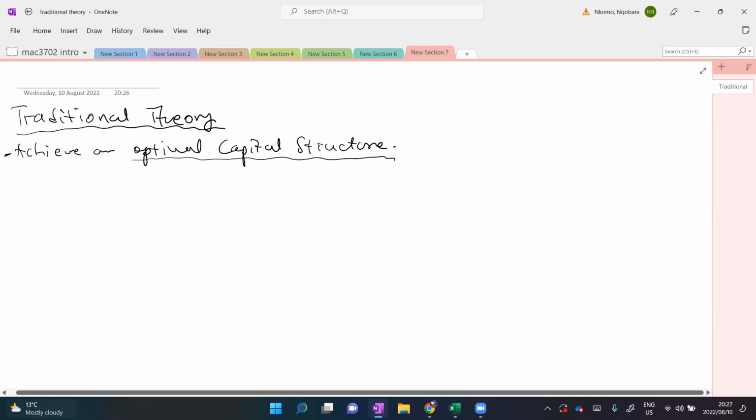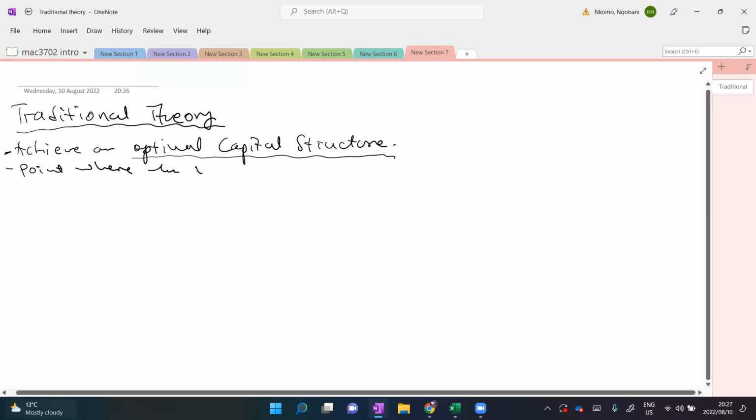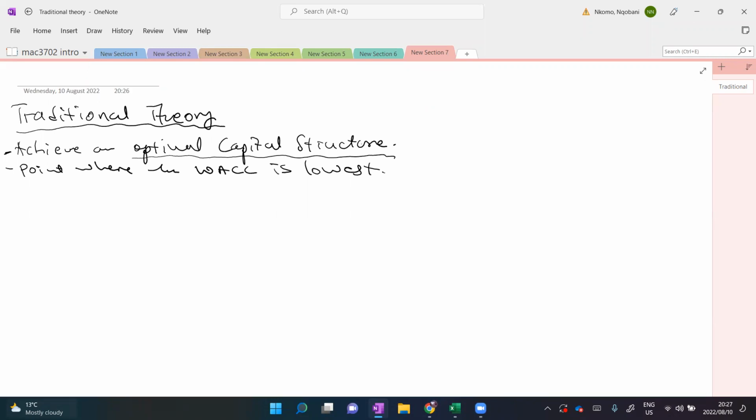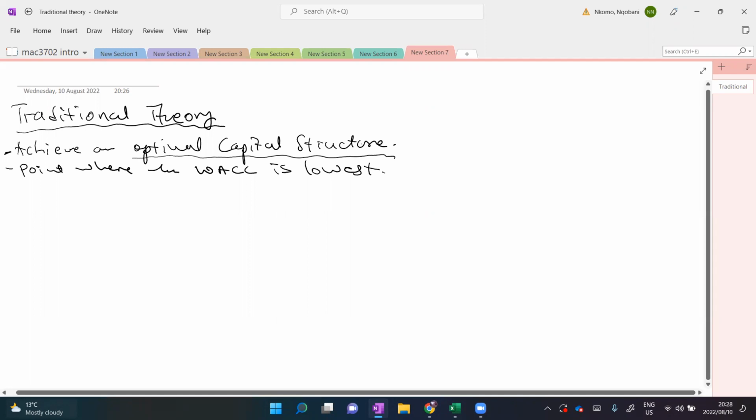So the traditional theory, just know that they are simply saying that debt is good. That's what they are saying. Why? Because the entity can achieve an optimal capital structure. What is an optimal capital structure? So it means that the optimal capital structure is the point where the weighted average cost of capital is lowest. So it means that an entity will be able to reduce its cost of capital to a certain point where we say it is optimal. This is the point whereby the weighted average cost of capital of the entity is lowest.